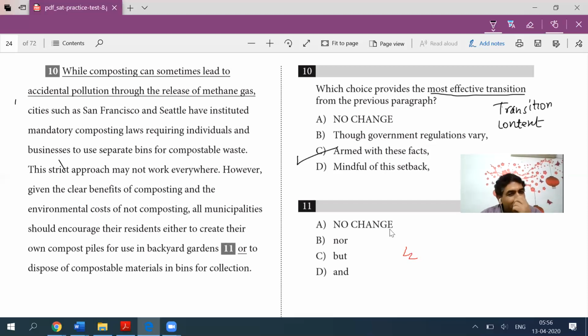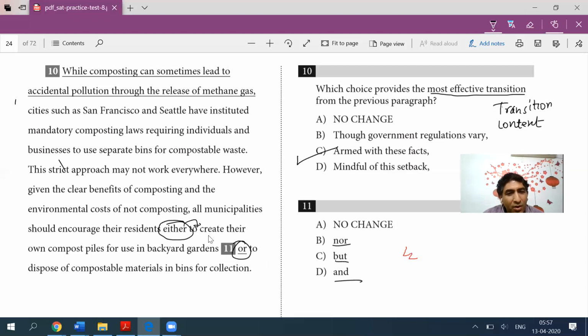Interesting. And let me look at the last question now. So what is it? Nor, but, and. I have to use a certain word here. I don't have to read this whole thing. I can just read the sentence because this seems more like a grammar question. However, given the clear benefits of composting and the environmental cost of not composting, all municipalities should encourage the residents either. So either is there, which means either-or looks good. Either to create their own compost piles for use in backyard gardens or to dispose of compostable material in bins for collection.